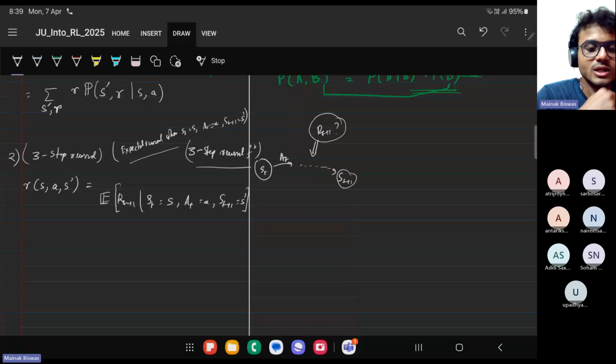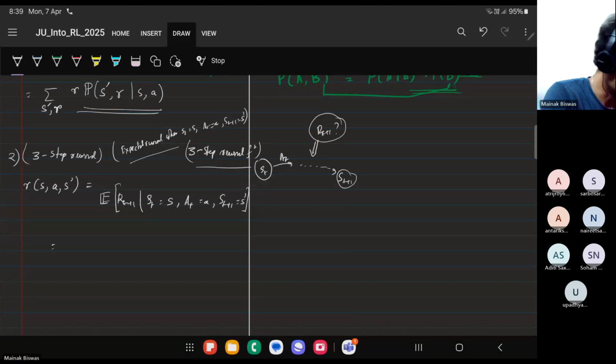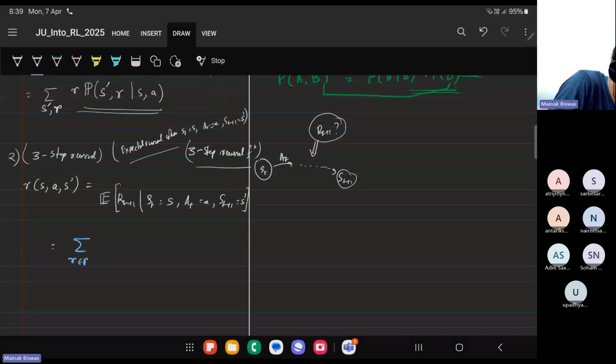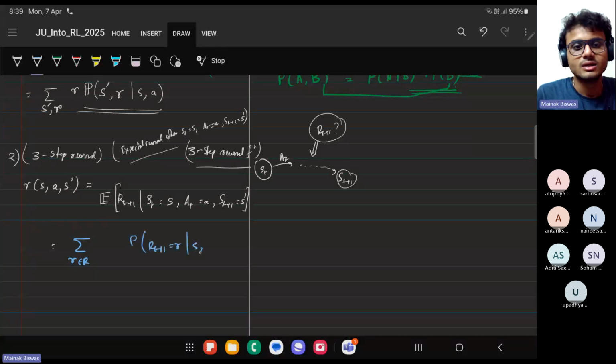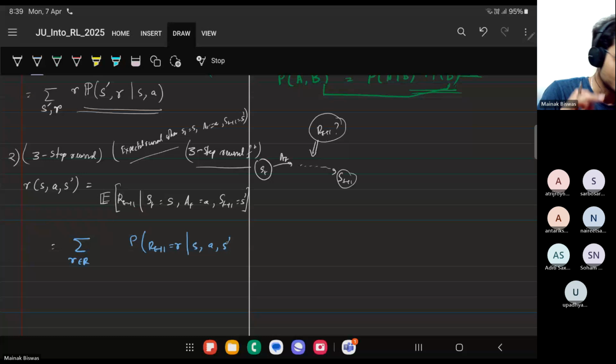Now again, I have to bring it to the same form as we discussed previously, because we only have access to this function over here on the top. So let's try to do that. Again, summation over all rewards r, the probability of R_{t+1} equal to r given s, a, and s prime. I'll just write shorthand now. Fine. So this is what our reward function is.